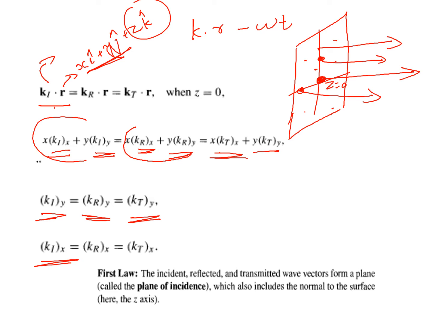This leads to a general conclusion that the incident, reflected, and transmitted wave vectors form a plane. It is called the plane of incidence, which also includes the normal to the surface. Or we can say this is the first law of reflection, the first law of optics in general, I think. The incident ray, reflected ray, transmitted ray, and the wave vectors of these form a plane, which includes the normal to the surface.